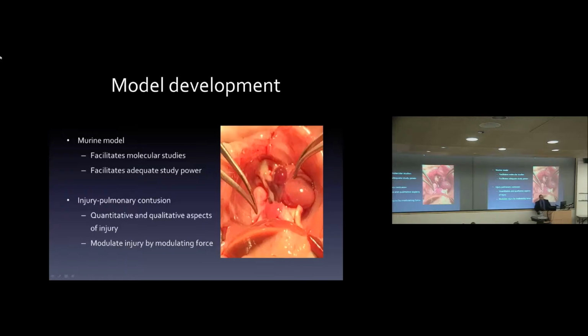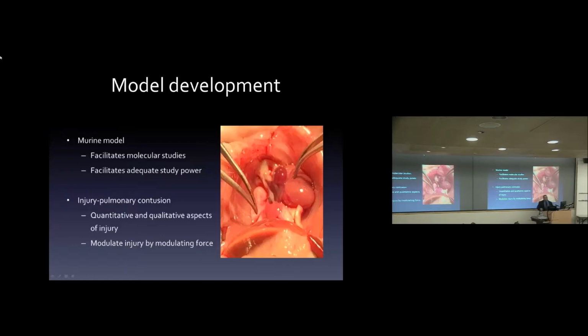Why mouse? Mouse is useful for several reasons. One, you can get a whole bunch of them. So for statistics, you can really examine how effective the question is. And they're easy to work with, and so it facilitates a good study power.